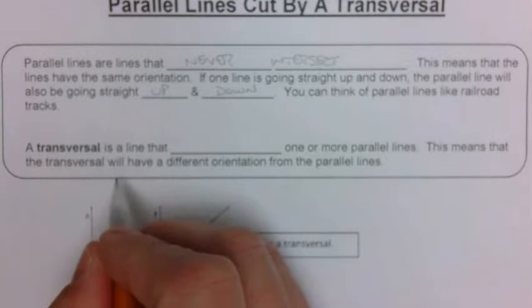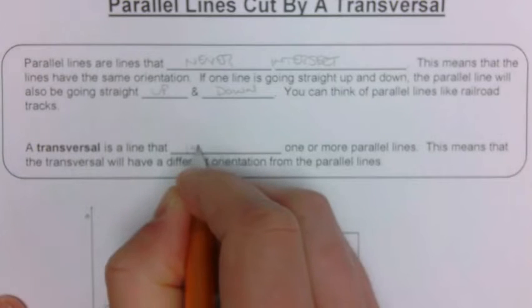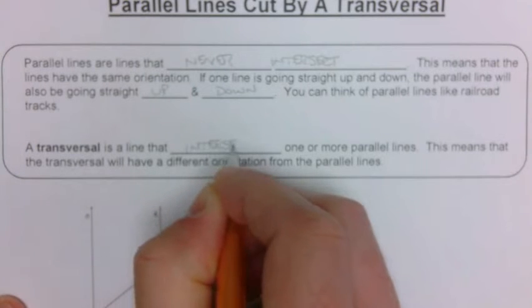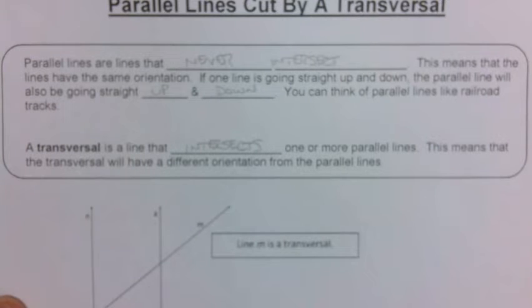You can think of parallel lines like railroad tracks, right? A transversal is a line that intersects one or more parallel lines. This means that the transversal will have a different orientation from the parallel lines. Okay, so you'll have at least two lines that are parallel to each other, and then a third line that's going to intersect those lines.